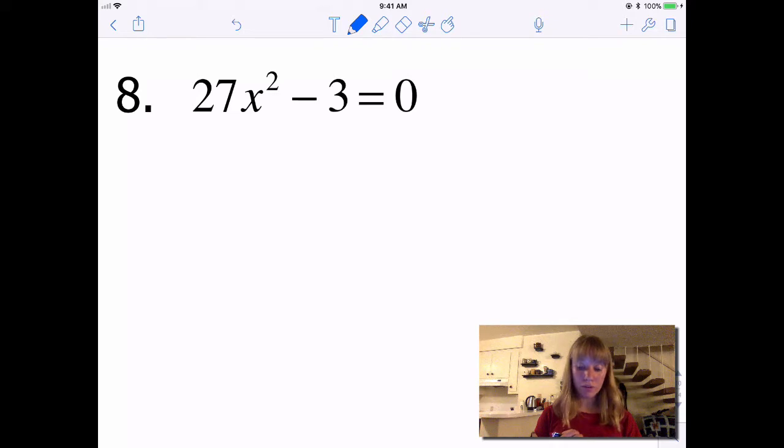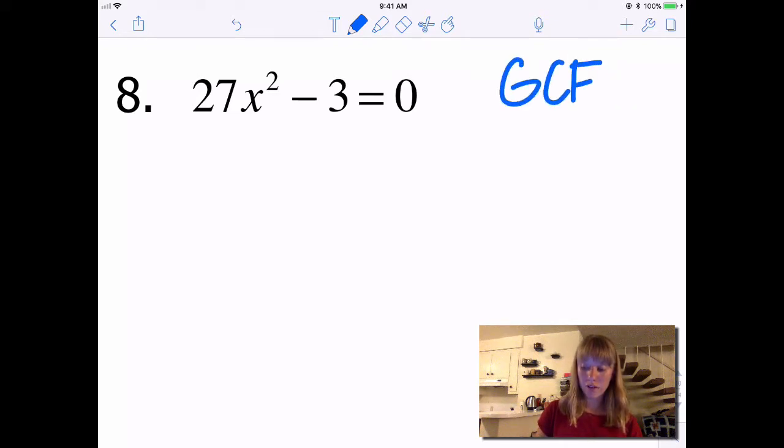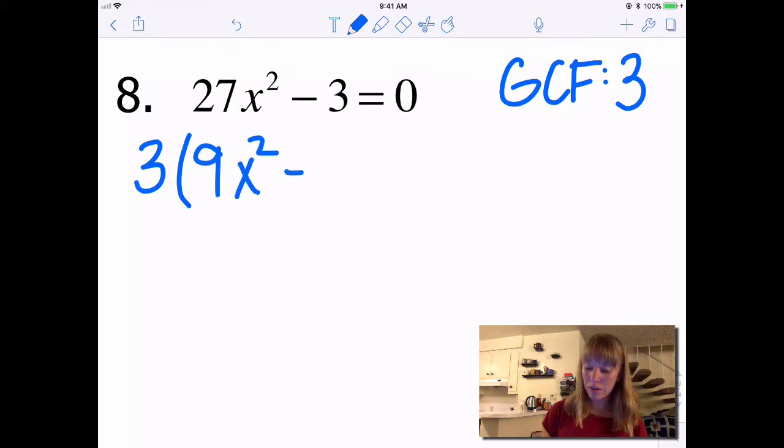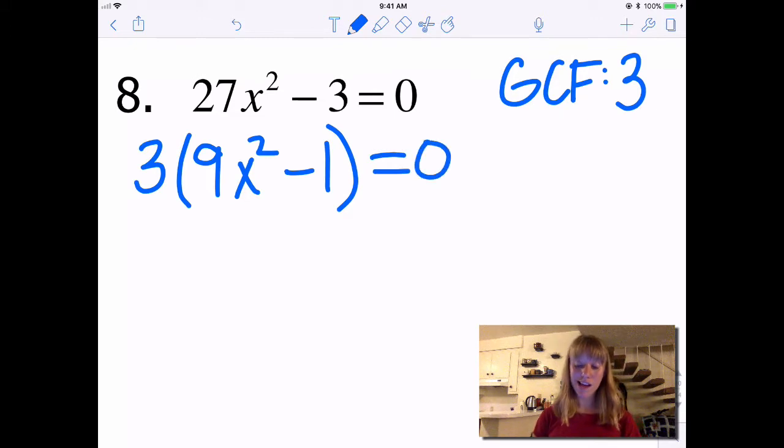I know that I can always look for a GCF before I do anything. So in this case, my GCF is 3. So I'm going to take a 3 out, and I get 9x squared minus 1 is equal to 0. Okay. I still am going to have a hard time setting each of those terms equal to 0 because 9x squared minus 1 equals 0 is still a little complicated.